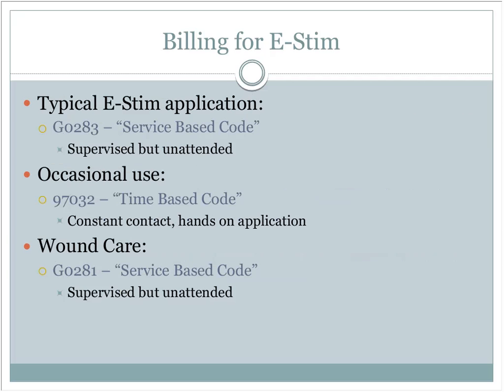There are also several different codes that can be used. The most typical, the one that we should see billed most often, is the G0283, which is a service-based code, which means 1 unit. That's the supervised but unattended. Notice it says supervised. Because we can't bill for the run time, that doesn't mean you can go down to somebody's room with the unit, hook it all up, and let it run for half an hour while you go down the hall to the gym and treat another patient. They should never be out of your sight because that's a safety concern.